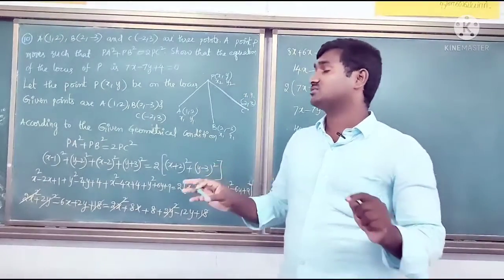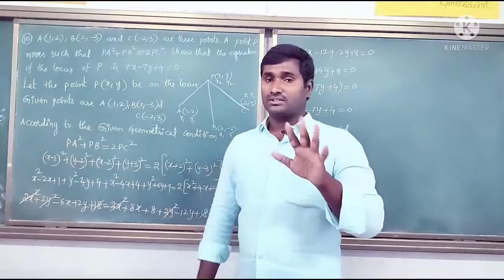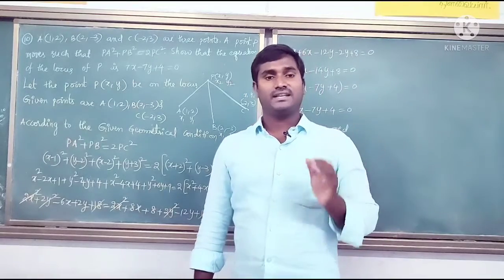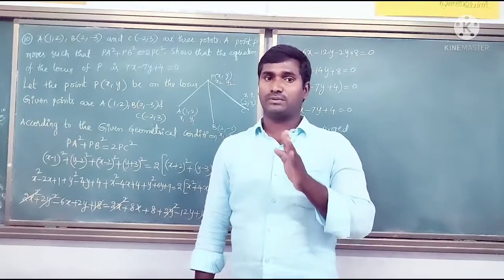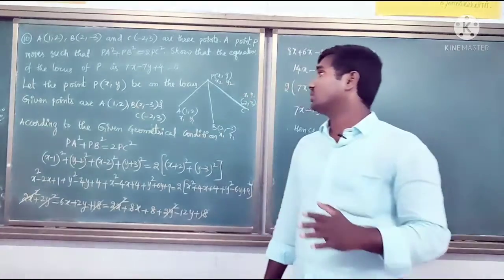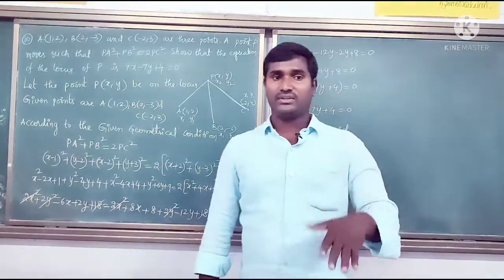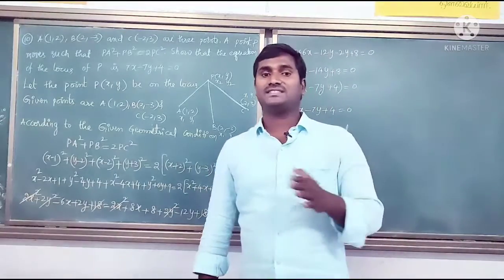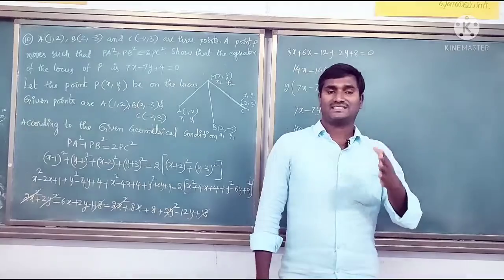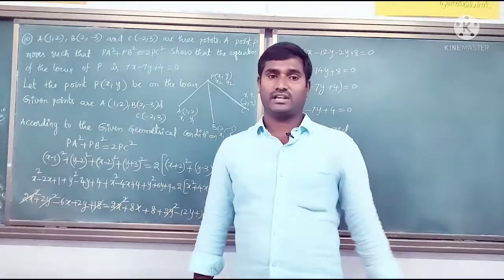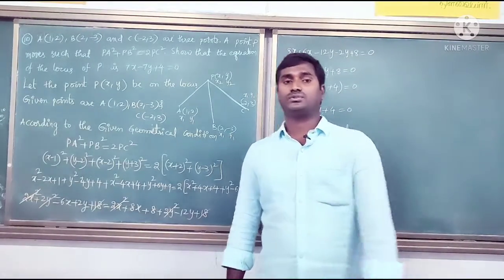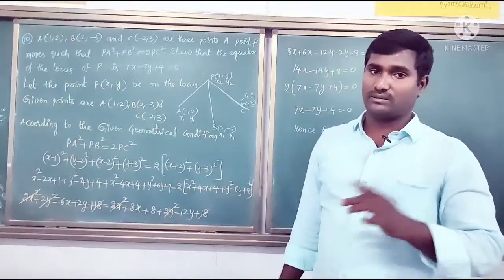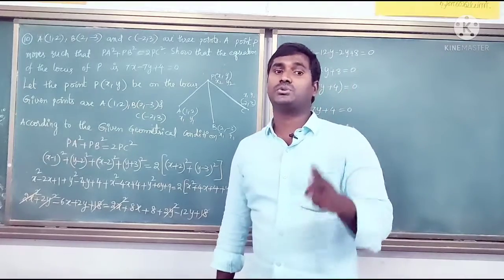So how many formulas do we need to learn in this? We need to learn the distance between two points formula: root over (x2 minus x1) whole square plus (y2 minus y1) whole square. And one more formula, area of the triangle: half into x1(y2 minus y3) plus x2(y3 minus y1) plus x3(y1 minus y2).